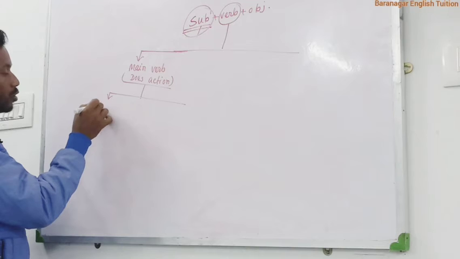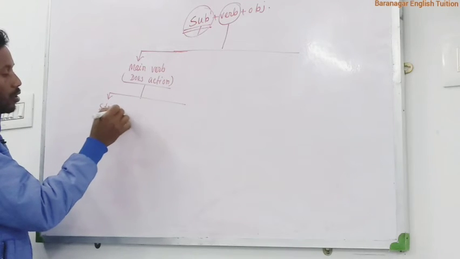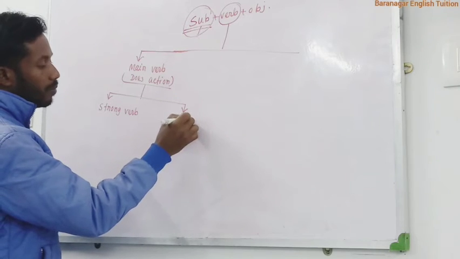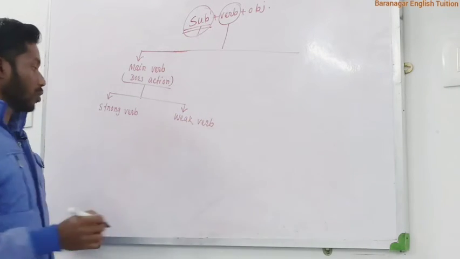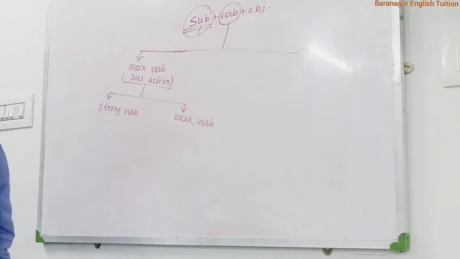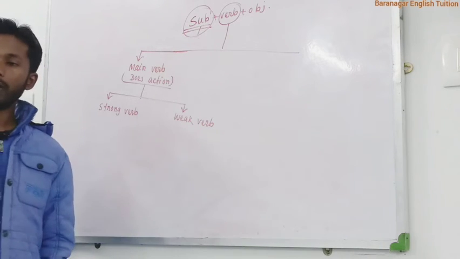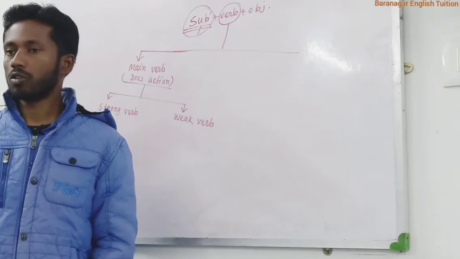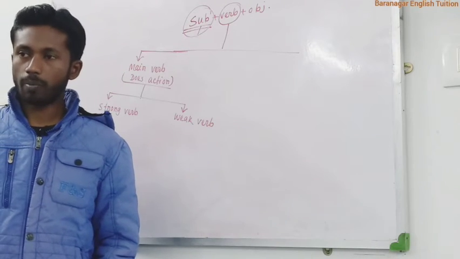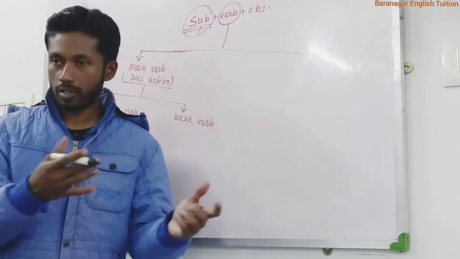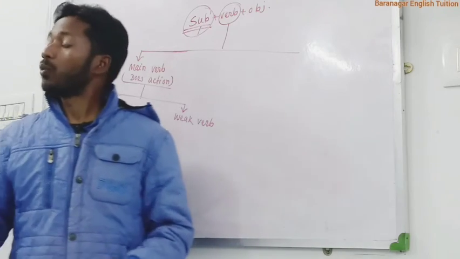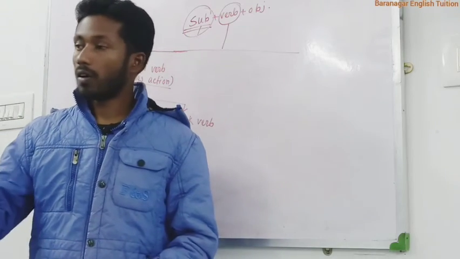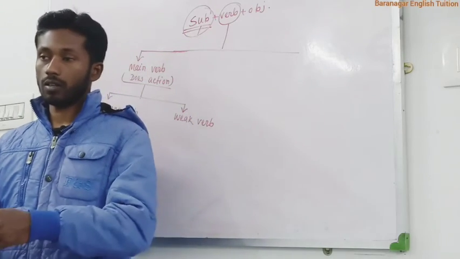One, strong verb. The other one is weak verb. So what is the difference between strong verb and weak verb? Remember, strong verbs in most cases don't need something else, like objects, to complete their sense. But a weak verb needs something to make it complete sense.